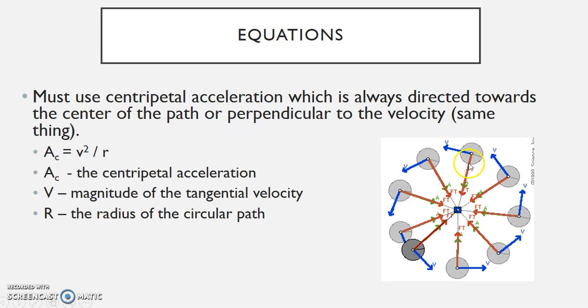So if you look at the picture over here on the right-hand side, you can see that the centripetal acceleration is pulling you towards the inside of the circle, and at any given moment on this circular path, that velocity will be the magnitude of that tangential velocity, which will be exactly perpendicular to that acceleration towards the inside of that circle.